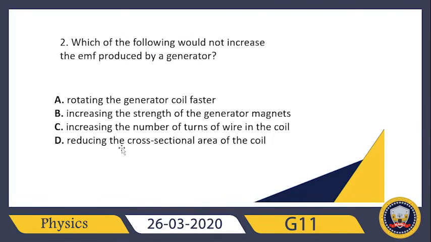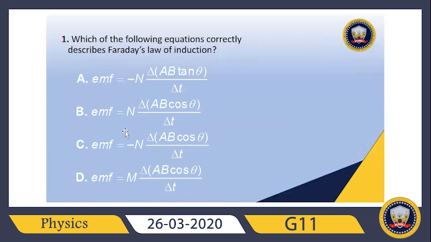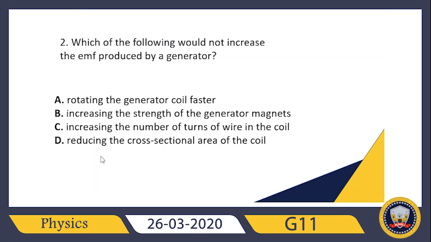Reducing the cross-section area of the coil. That means we have less A, and when we have less A, we have less electromotive force. So the correct answer is D.